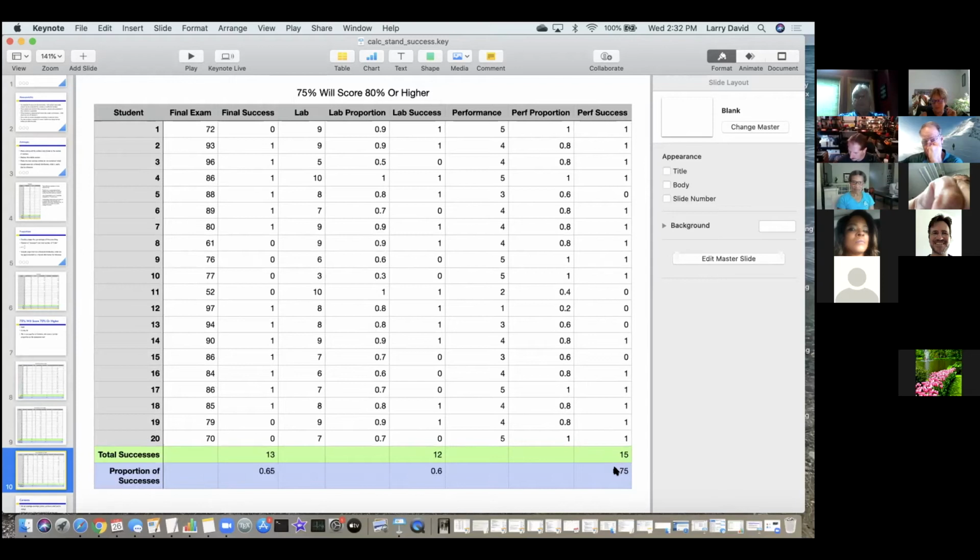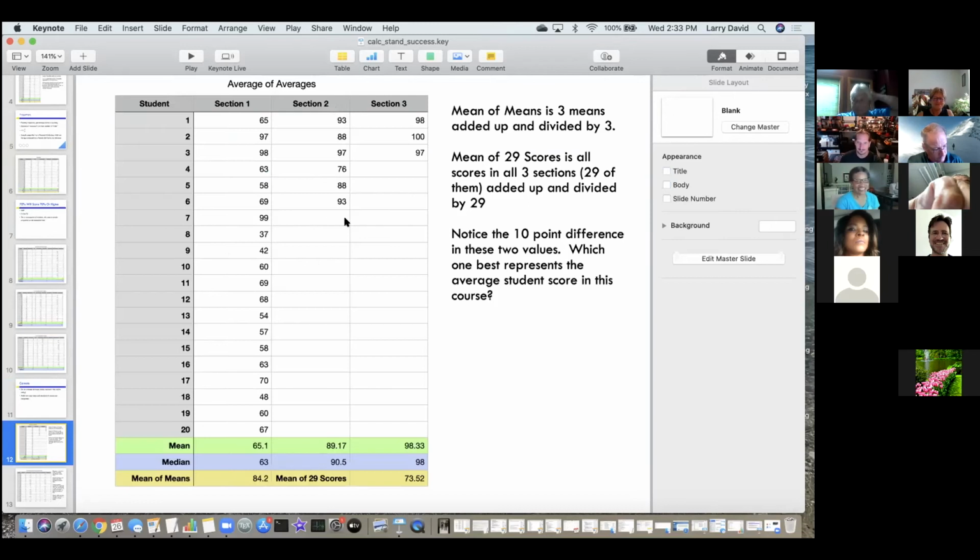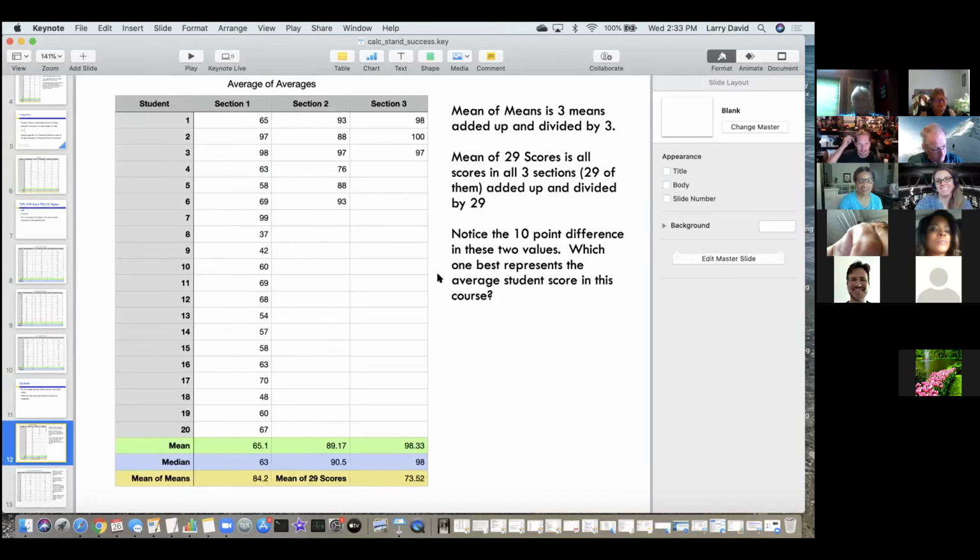Okay, so this leads to one of my caveats, which is make sure your rubric and your standard of success are compatible. The other one is don't average averages unless you know what you're doing. All right, so this is, again, just made up data, exaggerated for the purpose of illustration. But let's say you've got 3 different sections of the same course, and let's say you're doing course assessment. You got sections 1, 2, and 3. Section 1 is 20 students, but section 2 only has 6, and section 3 only has 3 students.